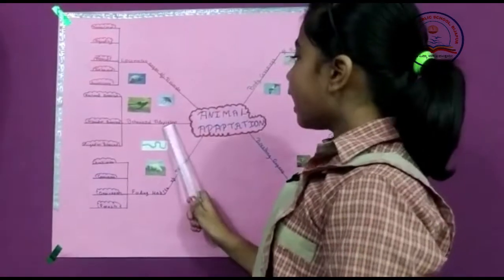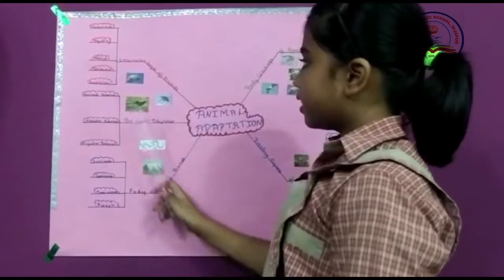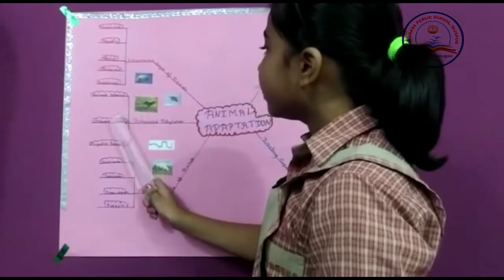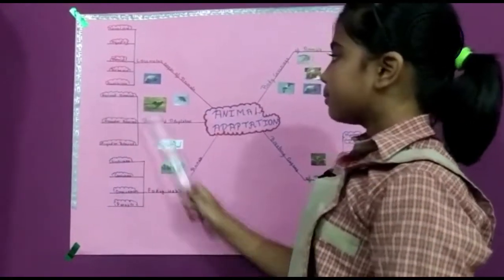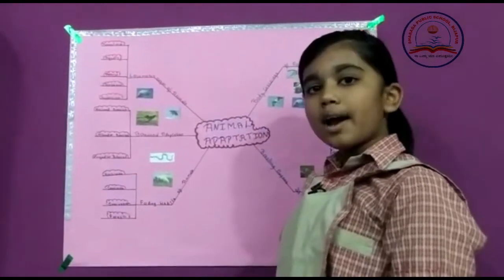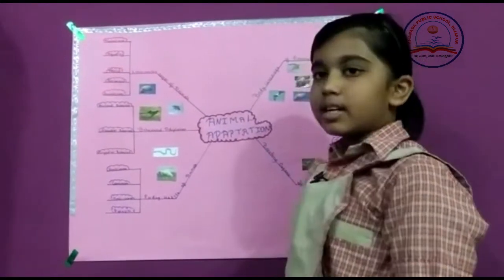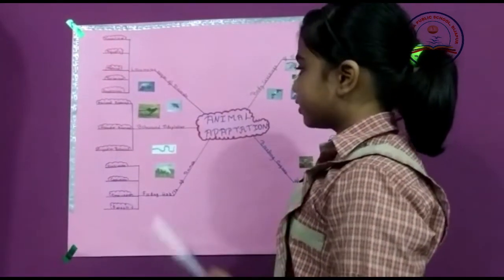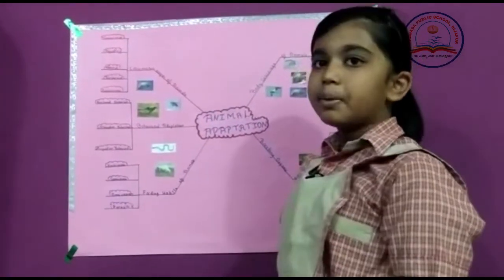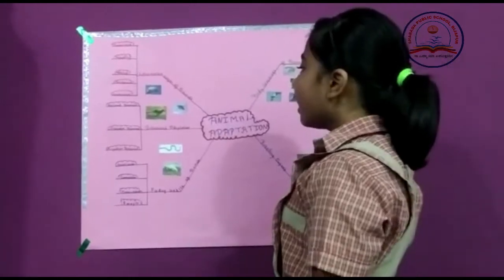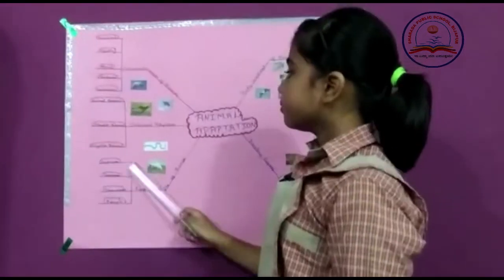Behavioral adaptations. There are three types of behavioral adaptations: nocturnal behavior, hibernation behavior, and migration behavior. Nocturnal behavior: these animals are active at night and sleep the whole day when the desert is hot, and wake up at night when it is cooler. Hibernation behavior: these animals go into deep sleep in winter and wake up in spring when the plants begin to grow. Migration behavior.